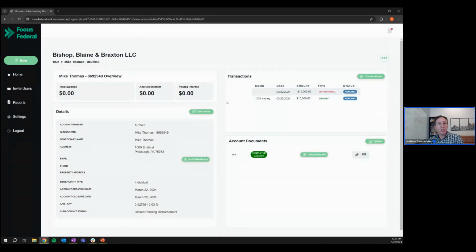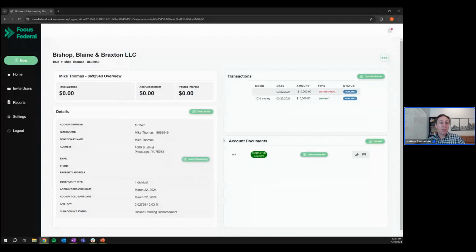level, where if there is a beneficiary associated with this. So remember how we talked about that third party, that customer, that beneficiary. They might not have any access, but in all cases, our platform allows your commercial customer to give them access if they want to. So in this case, Mike Thomas, if Bishop Blaine and Braxton wanted to invite him to have read-only access, they could do that right there.